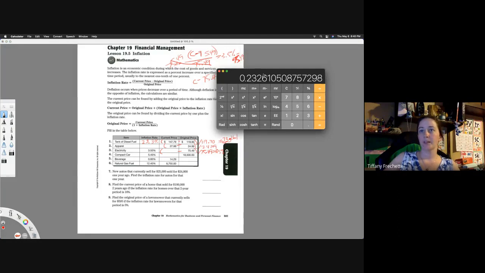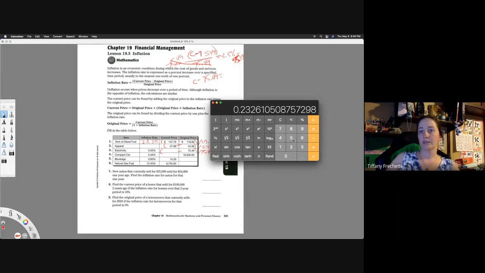Okay. So I get, make sure it's cleared out, 3.5. Again, I want to make sure I hit percent. I need to move that times 75.49 equals. So this was the amount that I need to increase it by to get the current price. So this is the amount of increase, the inflation.